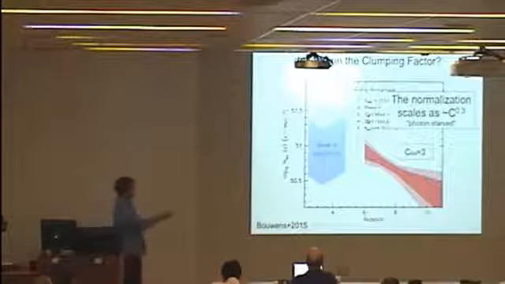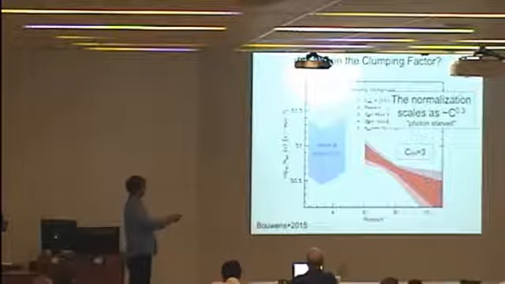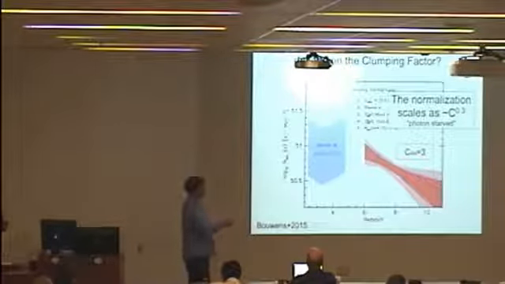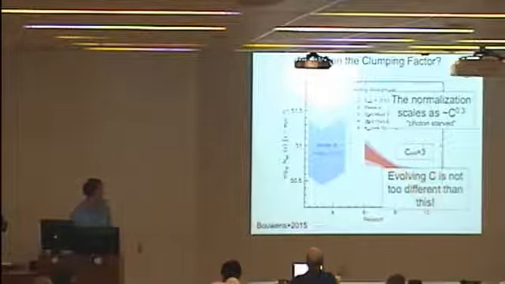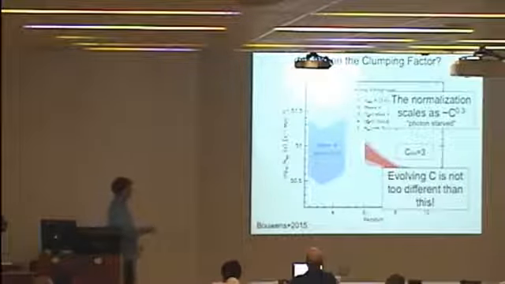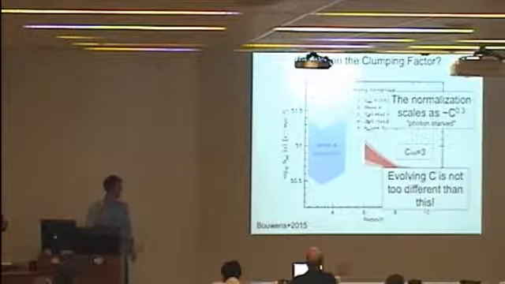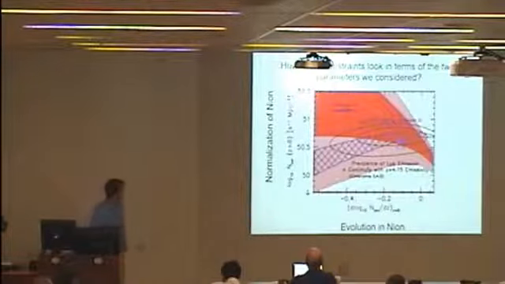And it turns out that if you calculate how this changes, it basically changes as the clumping factor to the 0.3 power. It doesn't change as the clumping factor to the first power, which would be the case for a photon-starved universe. So the evolving clumping factor is not too different. A clumping factor that evolves from 1 to 3 is basically very close to 2.5. So an evolving clumping factor is not too different.